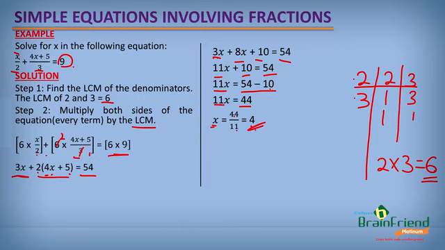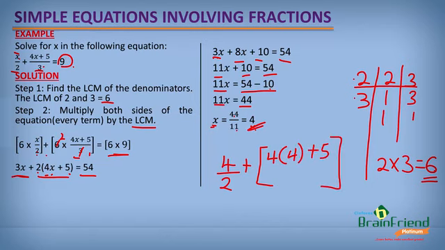So we can substitute the value of x, which is 4, into our equation to check if our answer is correct. 4 over 2 plus (4x, where x is 4, plus 5) over 3. This should give us 9. If we do not get 9, then we know that our answer, x is equal to 4, is not correct.